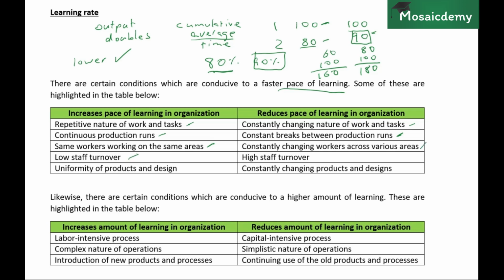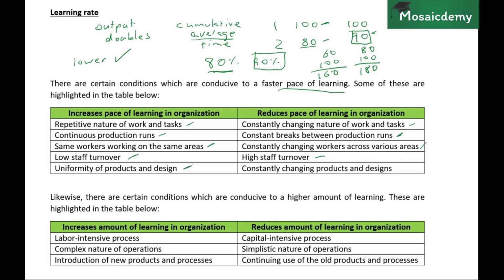Low staff turnover. Staff turnover meaning how quickly people leave, right? So if you have low staff turnover, it means the company has the same people sticking around for a long time. So they'll become familiar with the company, its operations, its products, and become better at their job, therefore learning faster, as opposed to high staff turnover, where every few months there's a new worker coming in and he has to learn from scratch and catch up to what the previous worker would have been doing, right? So that slows down learning.